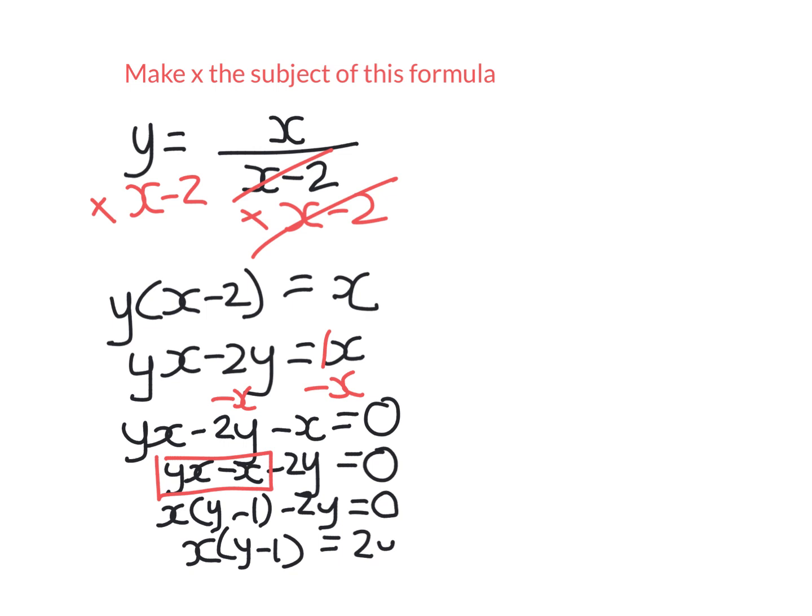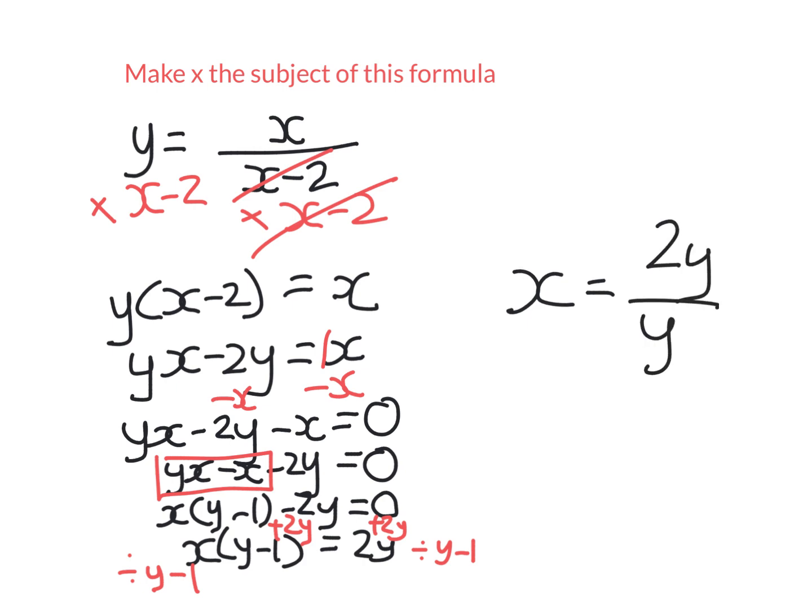So adding 2y to both sides gets me a step closer to having x by itself on one side of the equation. Now what I'm going to do is divide by the coefficient of x. I'm going to divide each side by y minus 1, because that will mean I get x by itself on the left-hand side. On the right-hand side, I've got 2y over y minus 1.